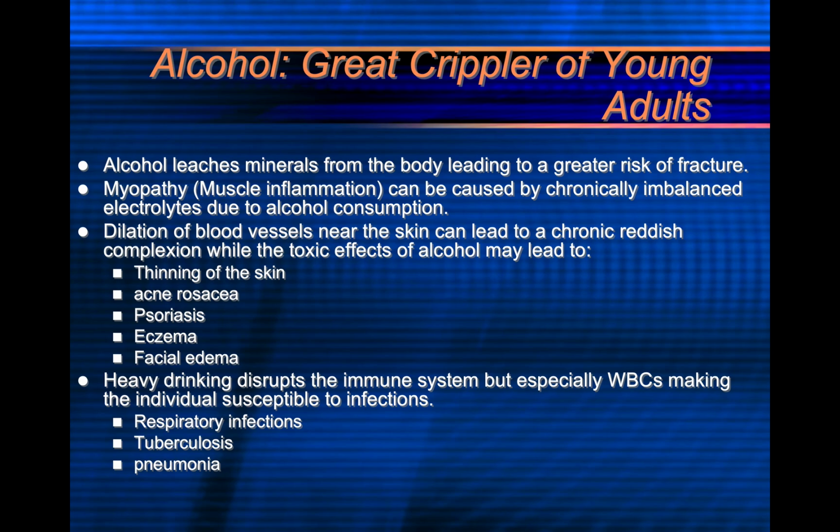Heavy drinking disrupts the immune system, but especially white blood cells, making the individual susceptible to infections. If you've ever been around alcoholics, they seem to always have a cold, or if there's a cold in the area, they pick it up, or if the flu's in the area, they get the flu. They're more susceptible to tuberculosis, and this is one of the reasons why tuberculosis, we almost eradicated tuberculosis, but it stayed active in the homeless population. If somebody has tuberculosis, it's a bacteria, and it needs to be controlled. Otherwise, you can infect a lot of people.